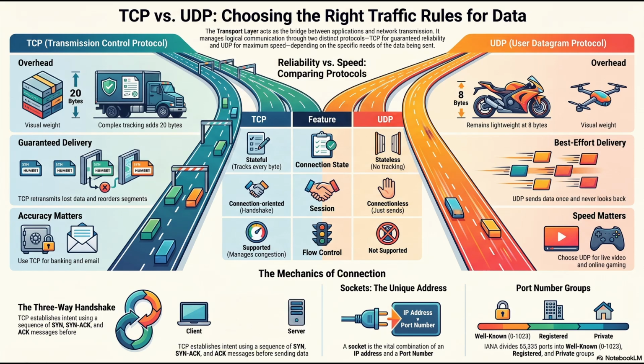Okay, so we have our two methods of transport, TCP for reliability, UDP for speed. But we still haven't solved how the transport layer actually routes this data to the correct application on your machine. We know it uses multiplexing, but how does the network physically label the traffic? And this is where port numbers come into play. Every single packet of data, whether it's TCP or UDP, has a source port and a destination port stamped right into its header.